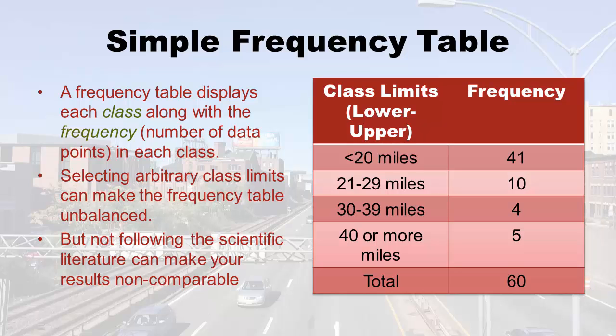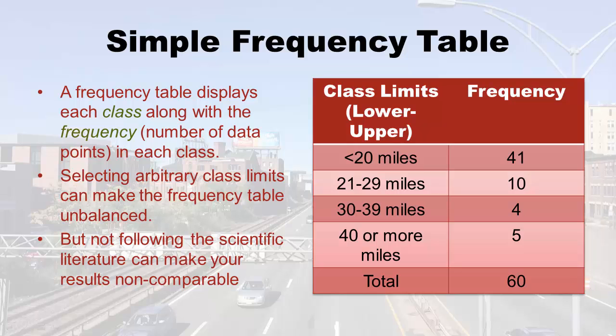Okay, so a frequency table displays each class along with the frequency, the number of data points in each class. As you can see, the class limits are on the left side of the simple frequency table, the classes, and then the frequency is on the right side. And you'll notice that they all add up to 60 because we measured 60 fake patients. It's really good to do that little check because you don't want to double count people and put them in two classes; they only get to be in one.